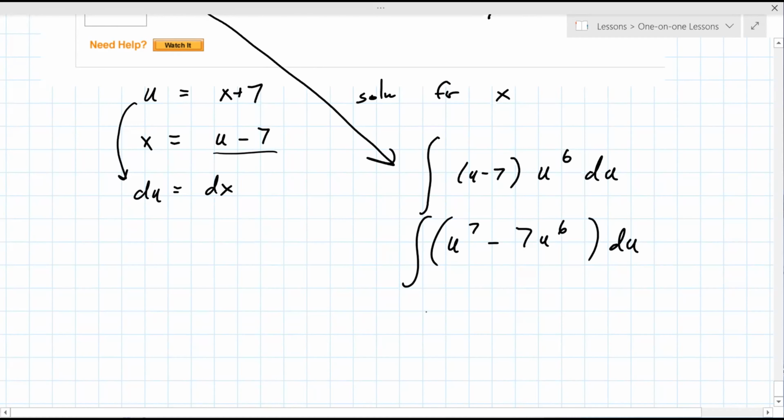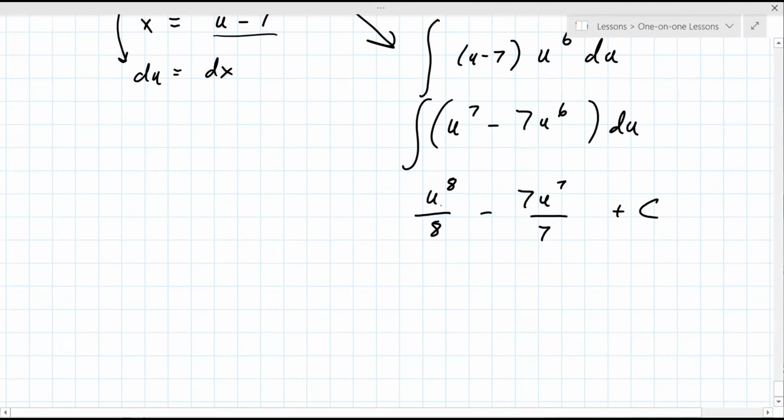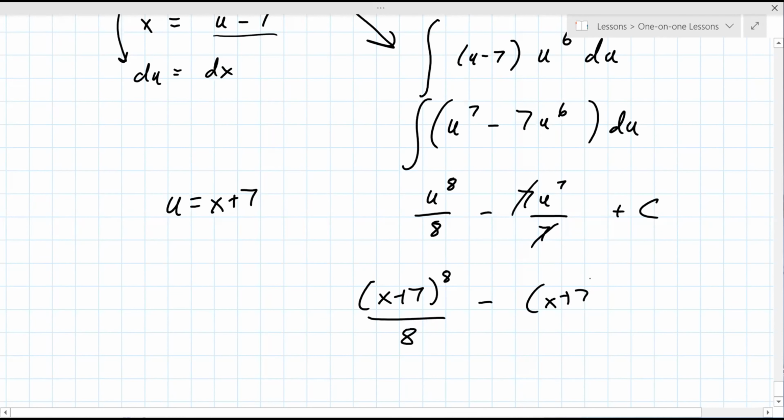So this becomes u to the 8th over 8 minus 7u to the 7th over 7 plus c. And we know what u is. u is x plus 7. So we can substitute that back in: x plus 7 to the 8th power over 8 minus, these cancel, so you get x plus 7 to the 7th power plus c. No idea if you'll get that. It comes up all the time on a lot of standard tests.